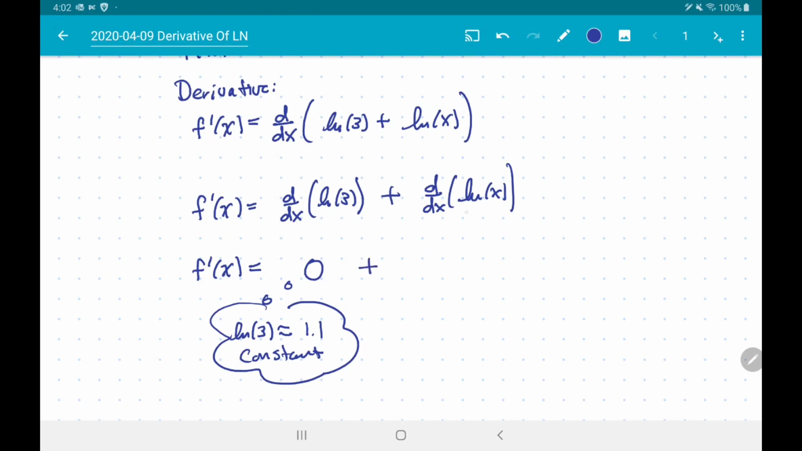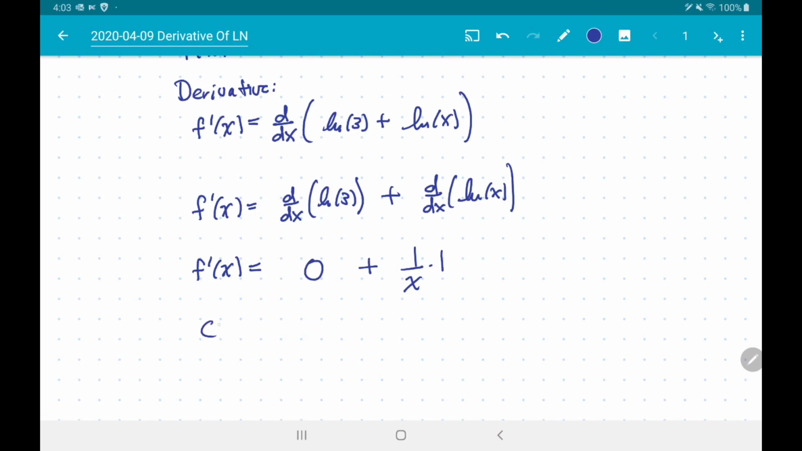Now what about the derivative of ln of x? It's the reciprocal of x, so 1 over x. Now, if you wanted to continue with the chain rule, you would just multiply by 1, so we don't usually bother writing that. But there you go.